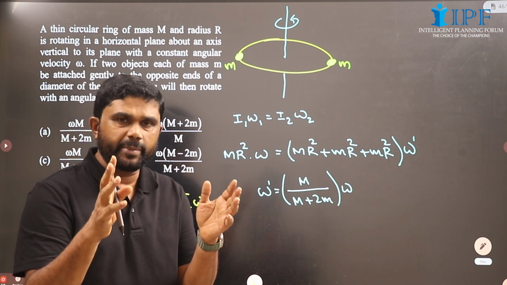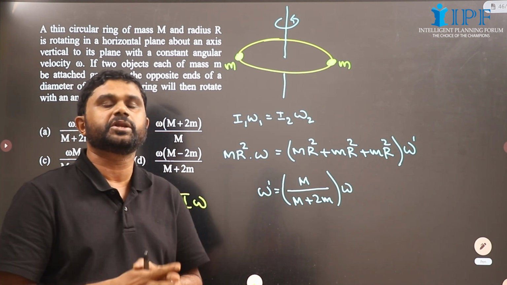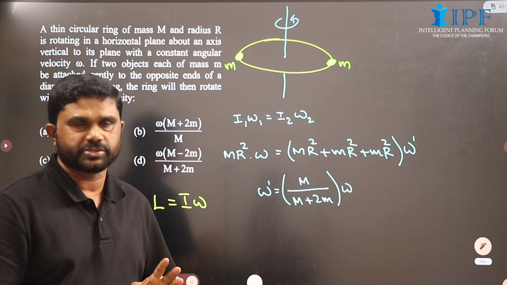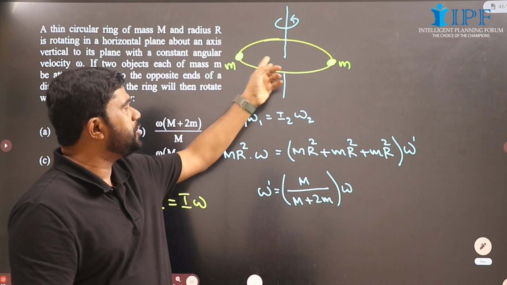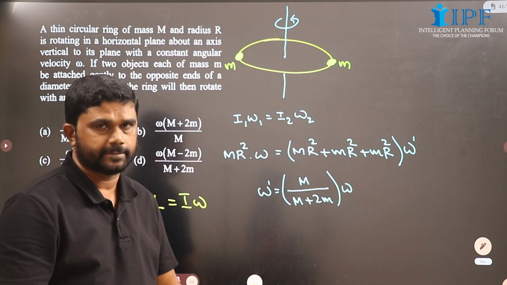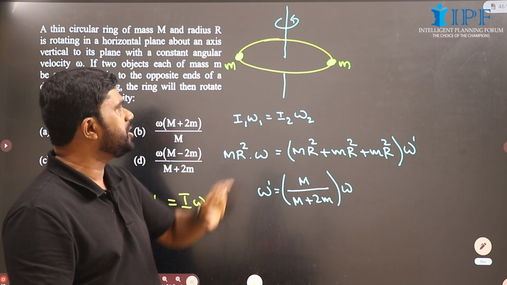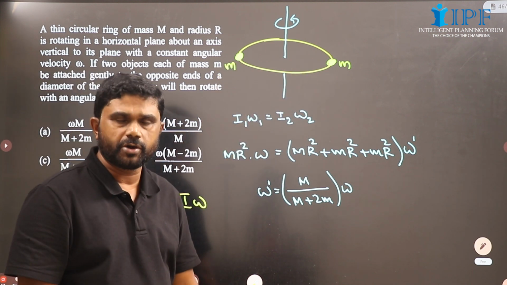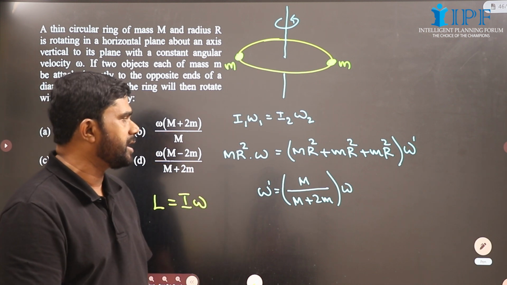So the total moment of inertia will be the moment of inertia of the ring plus the moment of inertia of these two point objects. The moment of inertia of each object will be m times the square of its perpendicular distance from the axis. So it will be small m r square, this also small m r square, and the moment of inertia of the ring will be capital M into capital R square.